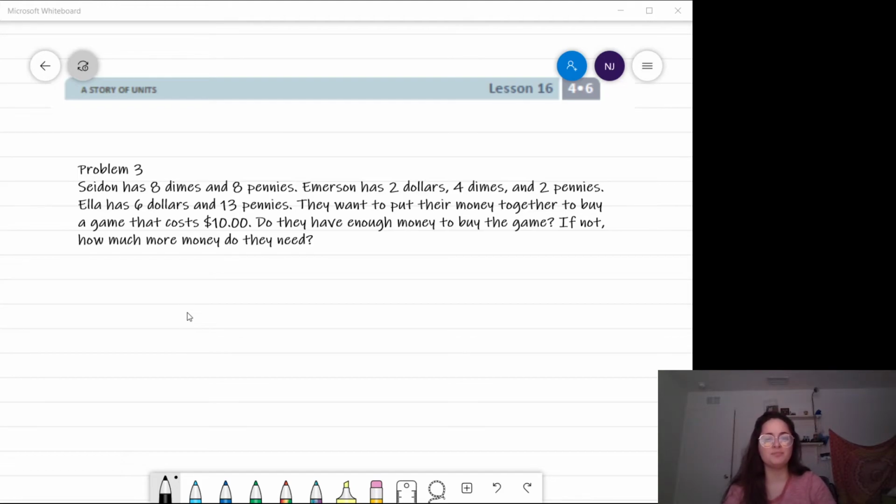All right, so they're putting their money together to buy a game that costs $10. We're trying to figure out, do they have enough? So putting their money together, that means they're going to put it all in one pile and count it all together and see, do they have enough money to pay for this $10 game? So that means we're probably going to figure out how much does each person have, how much do they have all together, and do they have enough?